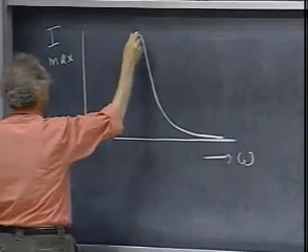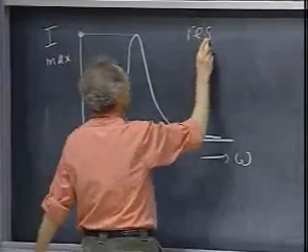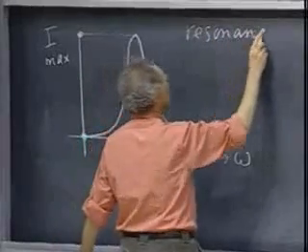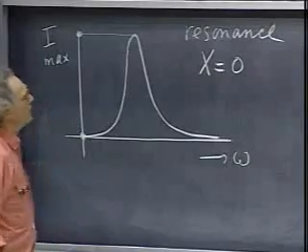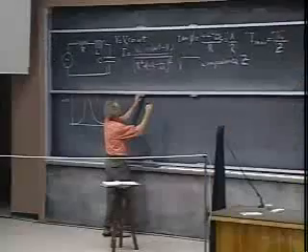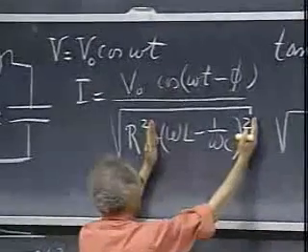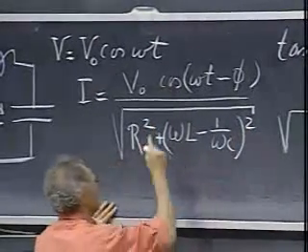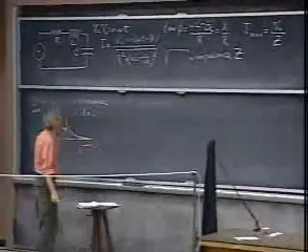This I max reaches a maximum value when the system is at resonance. That's what we call resonance. And that's the case, clearly, when the reactance is 0. Because when the reactance is 0, this part vanishes. And if the reactance is not 0, then the maximum current can only be lower, can never be higher.